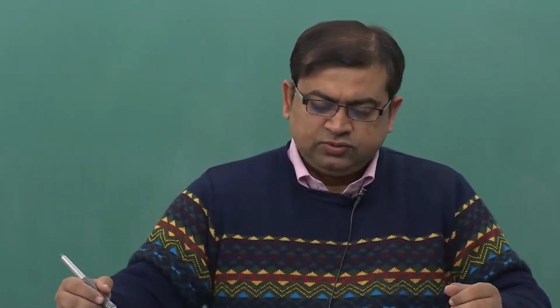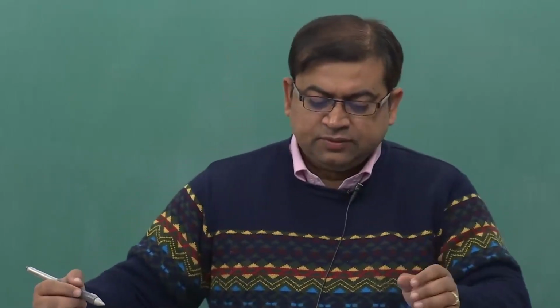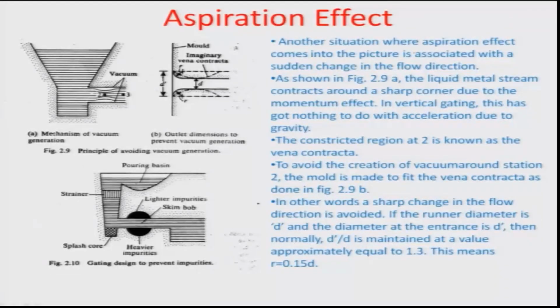So today we are going to look into another interesting effect, which is also known as the formation of the vena contracta. The situation where the aspiration effect comes into the picture is associated with a sudden change in the flow direction. You can see here, this is the pouring basin. This is the runner, which is running perpendicular to the sprue just below the pouring basin, and there is a sudden change in direction of the liquid metal, and because of that there is a contraction which happens around a sharp corner due to the momentum effect.